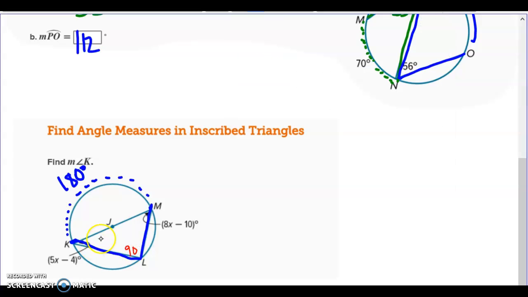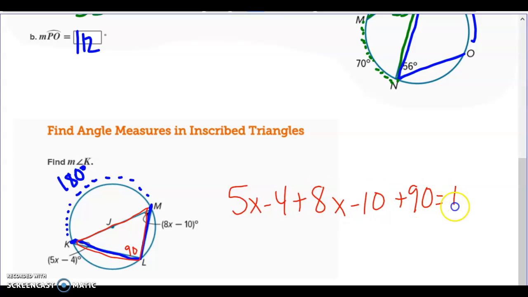Okay. And so then I would know that all three of these angles add up to 180. So 5x minus 4 plus 8x minus 10 plus 90 equals 180. And then I would do the algebra there.